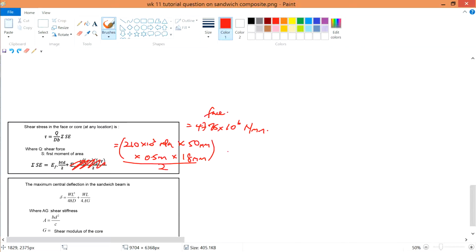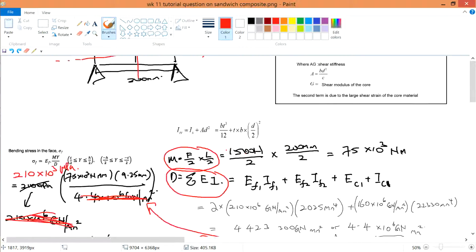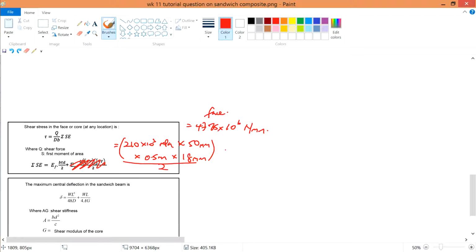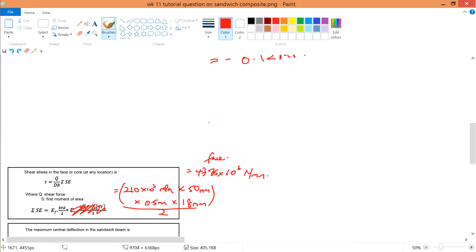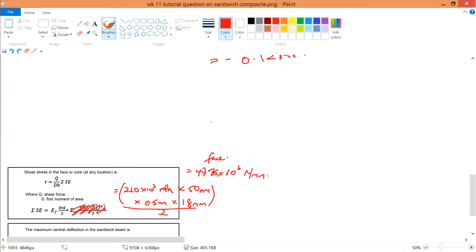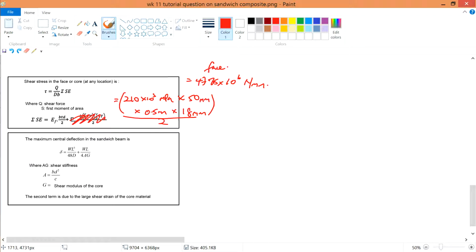As for the shear stresses, we have found them for the face, since the question didn't indicate whether it is the face, or the core, or both of them. So in this case, he just simply calculated for the face and that's it. You may want to calculate for the core as well as the face plus the core. You can do it yourself.